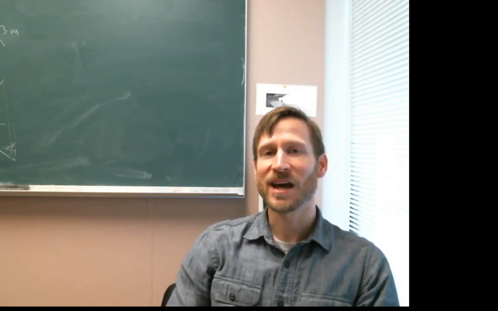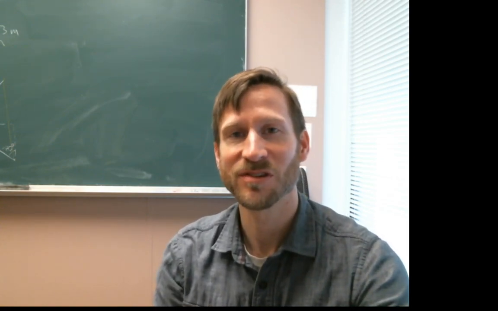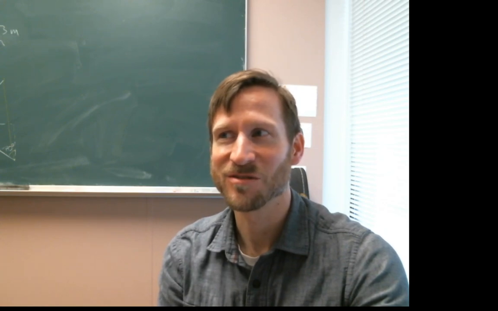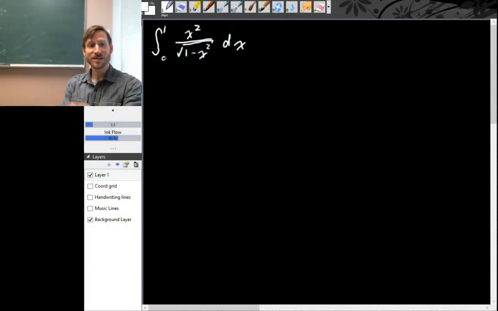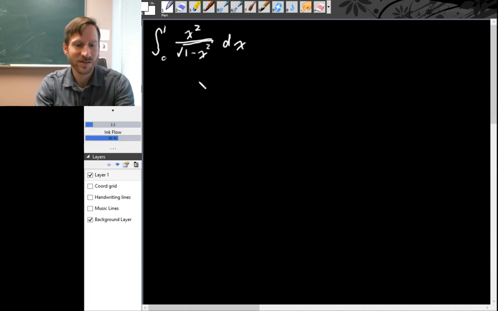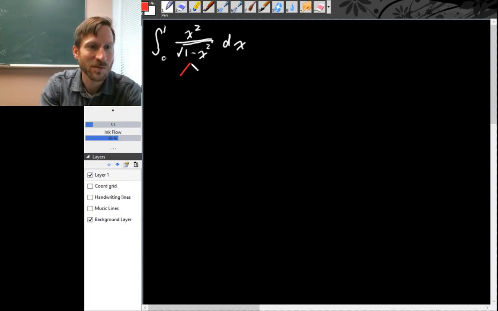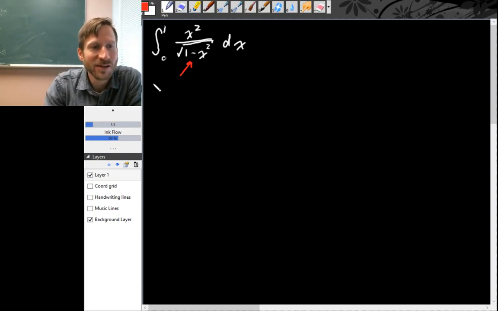And I want to look today at a couple examples of integrals that give us a hint on how to choose a good substitution. So this is an example from the handout, actually. It's the integral from 0 to 1 of x squared over the square root of 1 minus x squared. And this 1 minus x squared part is going to be key, because this looks kind of like a rearrangement of one of the Pythagorean trig identities.